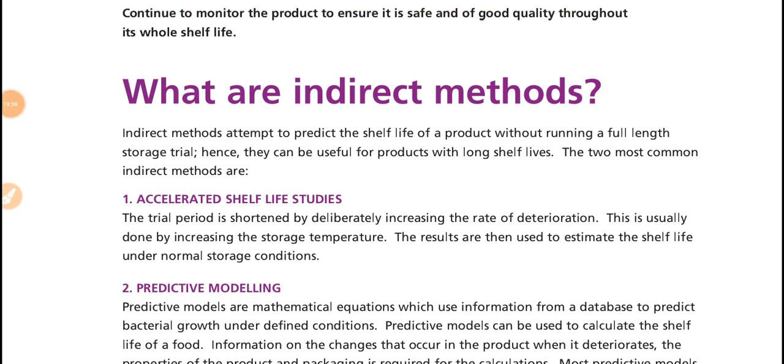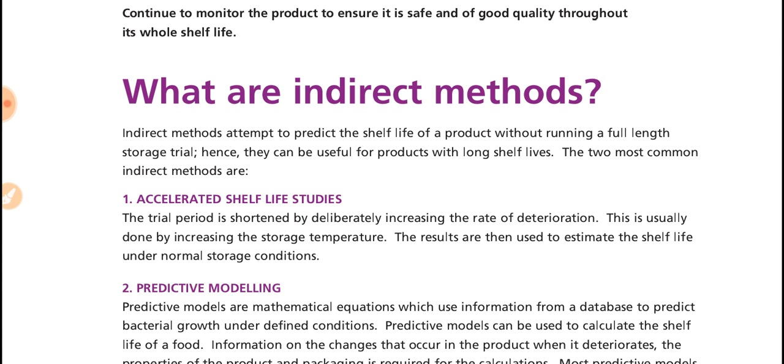Then what are indirect methods? See, indirect methods attempt to predict the shelf life of a product without running a full length storage trial. We are not going to run the full length of the storage trial. Hence, they can be useful for products with long shelf lives. The two most common indirect methods are accelerated shelf life studies. The trial period is shortened by deliberately increasing the rate of deterioration.